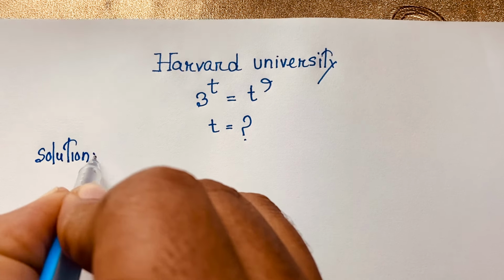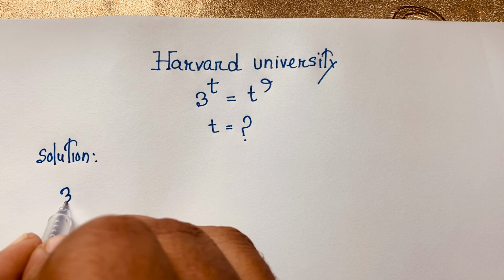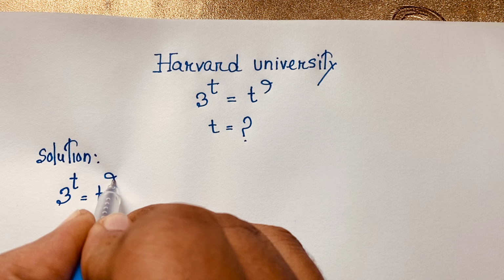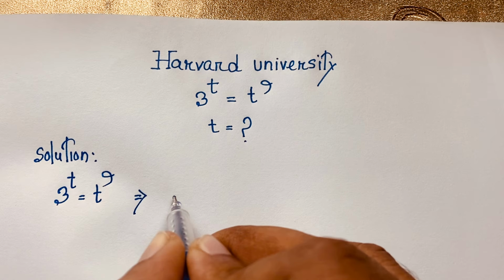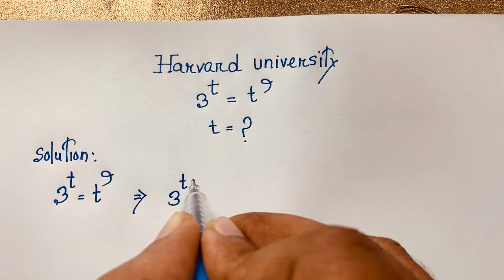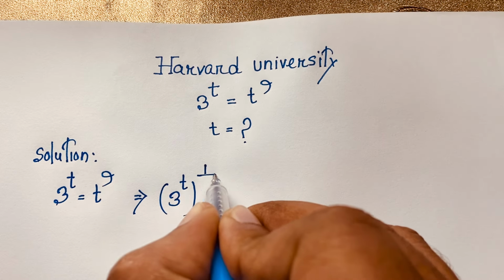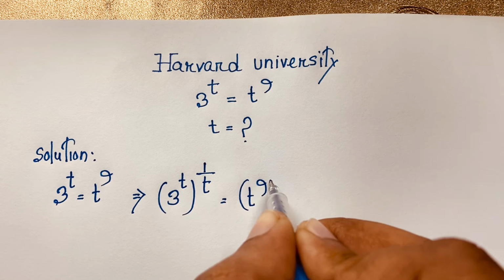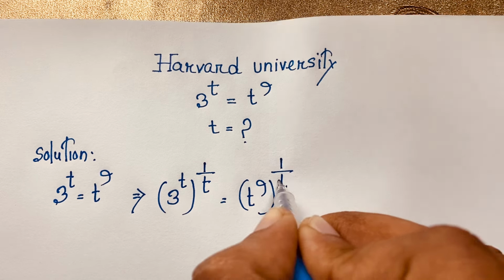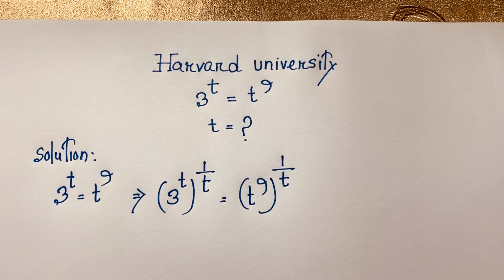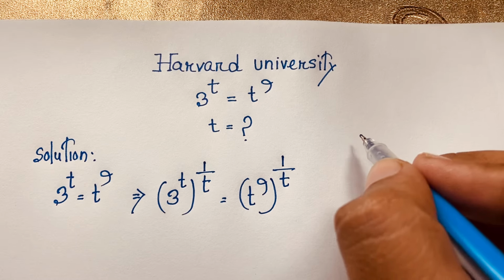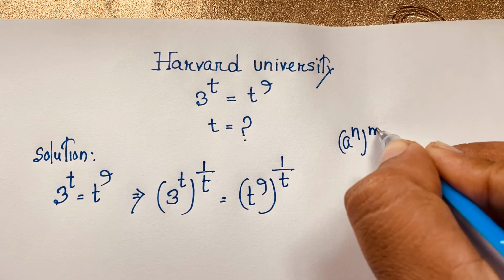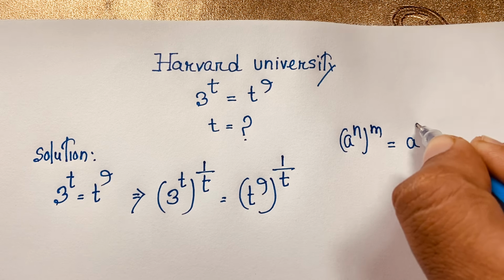Our question is 3 to the power t is equal to t to the power 9. Now, this is 3 to the power t, and I use exponent 1 over t on both sides: t to the power 9, bracket, power 1 over t. Then, at this moment, we know the exponential formula: a to the power n, and whole to the power m, is a to the power n times m.